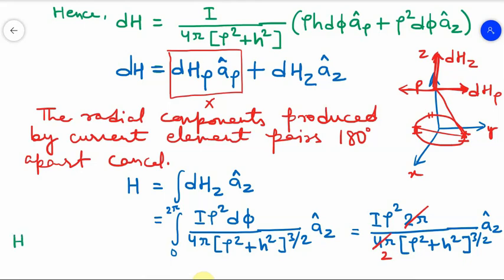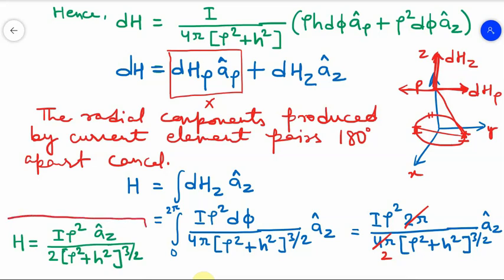So the final expression will be H equals I rho square upon 2 (rho square plus h square) power 3 by 2, and this is along the az direction. Okay, so this is the final expression for magnetic field intensity due to a circular current carrying conductor.